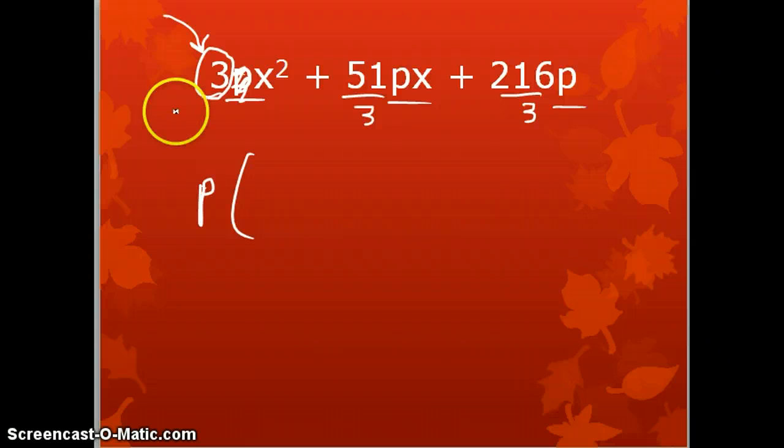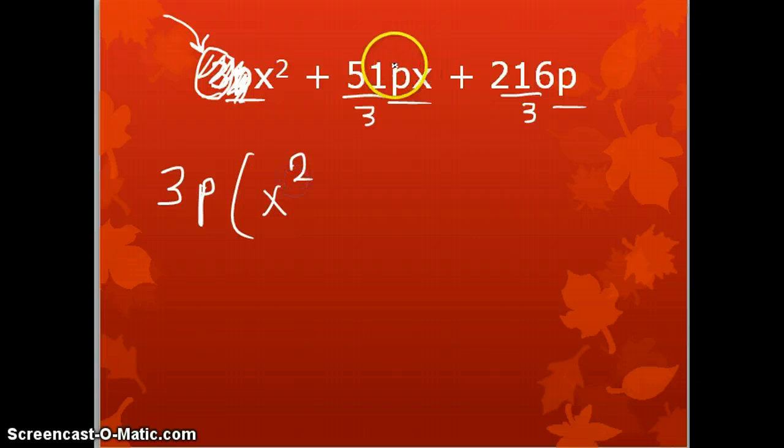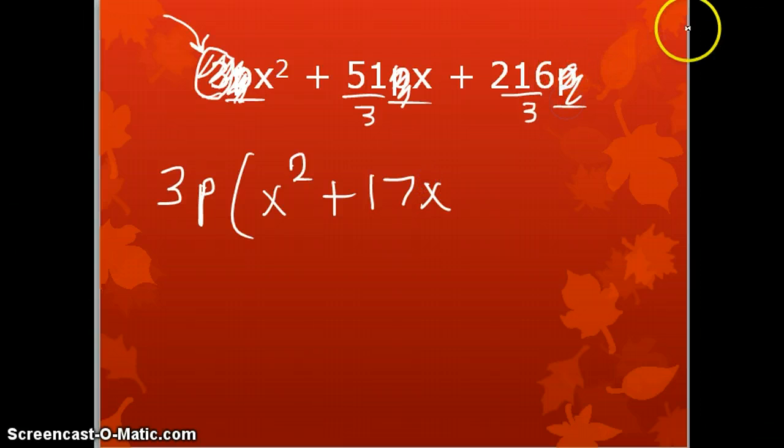So then 51 divided by 3 is 17, and 216 divided by 3 is 72. So hey, this works perfect. So I'm also going to take that 3p out, or the 3, and then that tells me that the 3p is my greatest common factor. So if I took the 3p out, I'm left with x squared. If I took the 3 out of the 51, I'm left with 17x. And if we already took this p out, then I'm just left with 72.